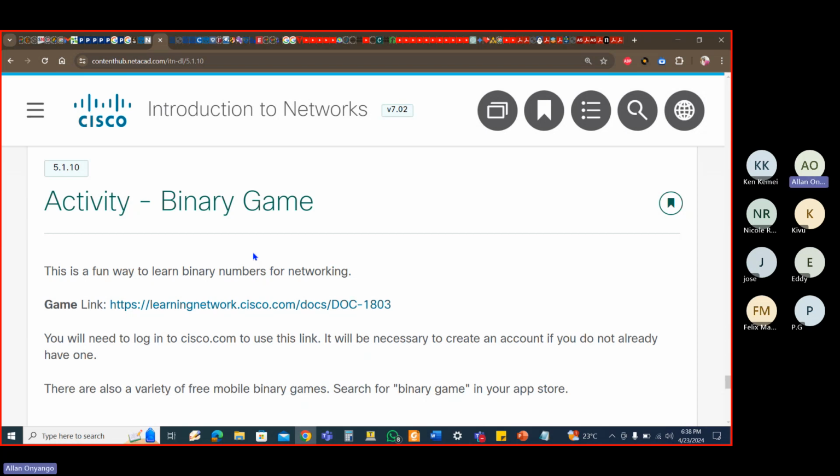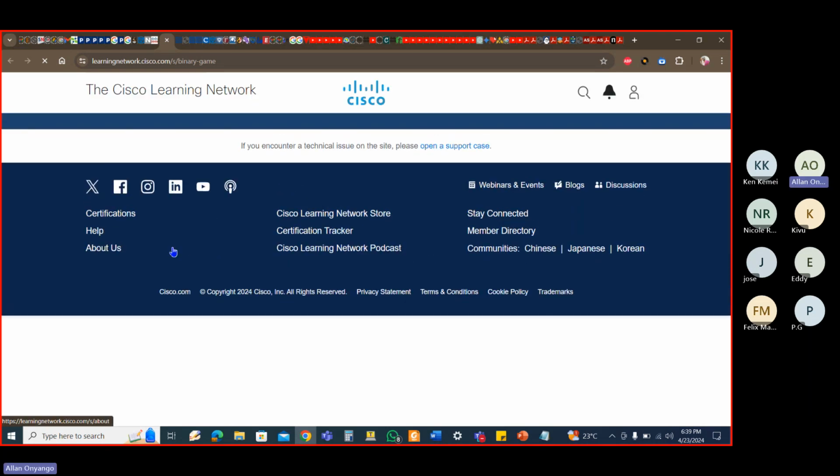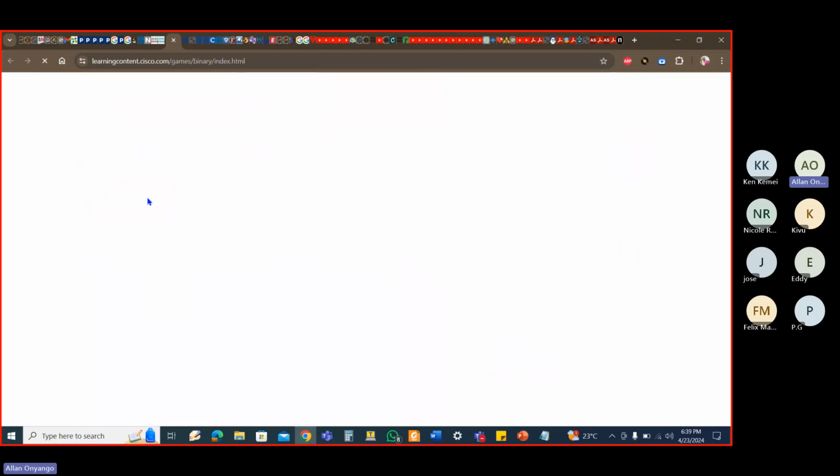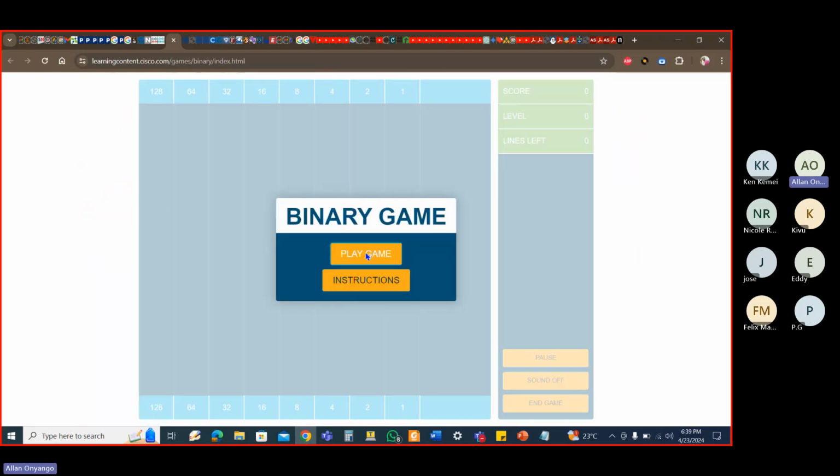All right, let me do a small demonstration here, and then we start that game. 5110 brings you to the binary game, and you're going to have to click on this link here. It will bring this link, and you just need to say play the binary game. This is how the game is played. Before you start playing, we are going to have about 15 minutes of play.